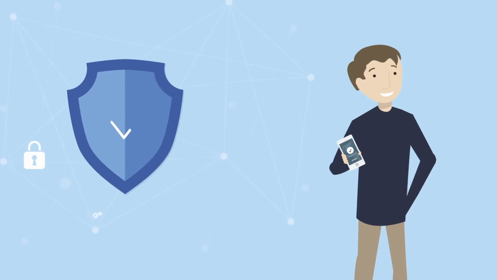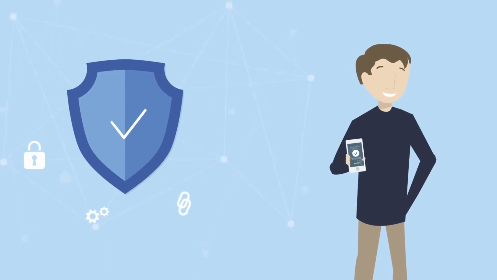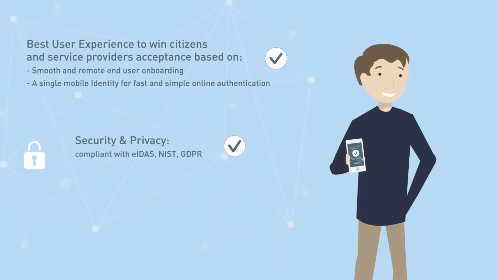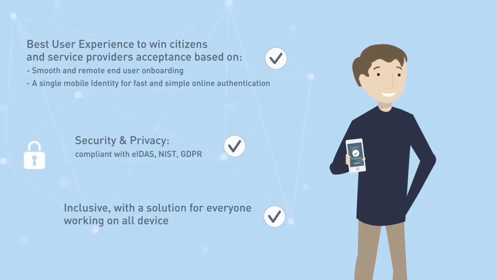Citizens can use their trusted official mobile identity to prove they are who they claim to be online, to securely log in and validate e-transactions, and to sign digital documents. Meanwhile, governments can win over citizens and public and private service providers thanks to an inclusive solution that works on all devices and all situations, enhanced security and privacy features, a smooth end-user onboarding experience, and a hassle-free user experience throughout the entire authentication journey.